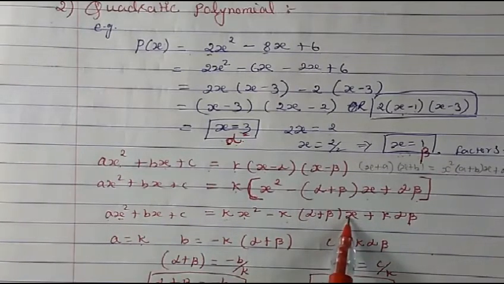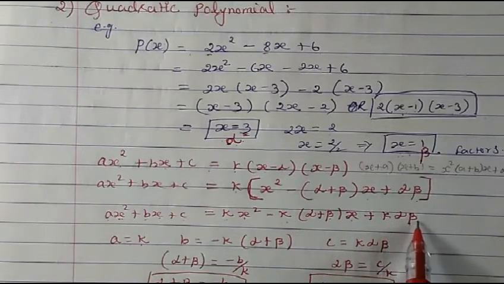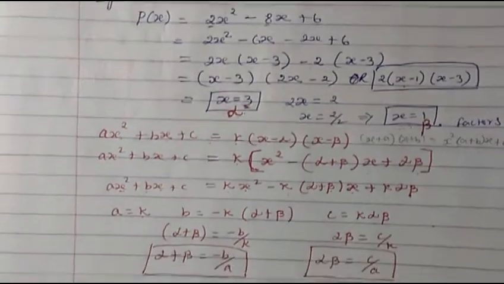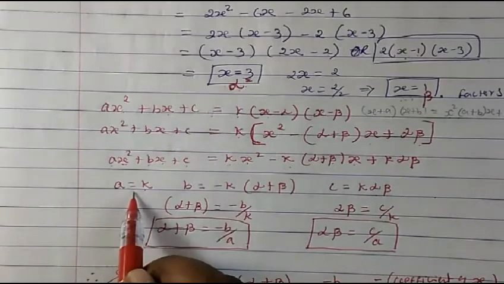In the same way, you see the coefficient of x is b here and minus k into (alpha plus beta) here. So that is what is written here: b is equal to minus k in bracket alpha plus beta, because x is there too. The coefficient of x is b, and here the coefficient of x is this, so b is equal to this. Then c is the constant term, so c is equal to k alpha into beta. So all a, b, c, when we compare, we get these values. So a is equal to k remains.